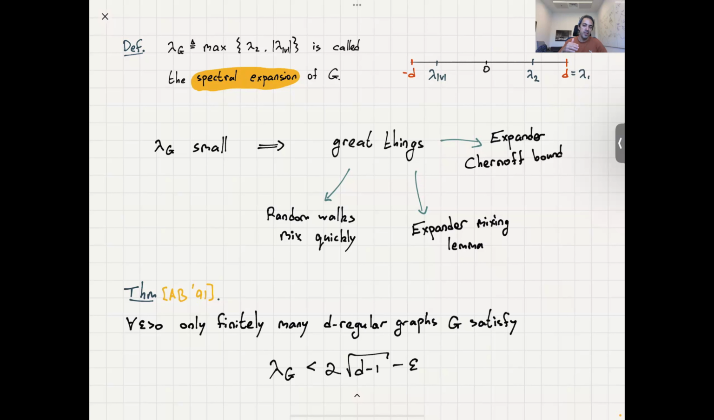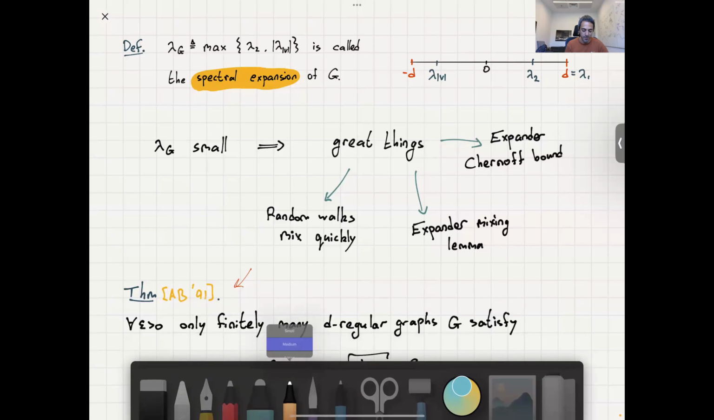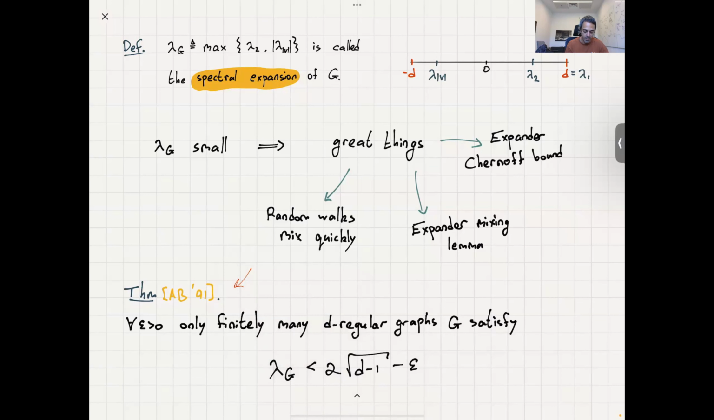So the question of how small can lambda be with respect to the degree D is answered, at least one-sidedly, by the Alon-Boppana bound. The Alon-Boppana bound tells us that the magic number is 2 times the square root of D minus 1.